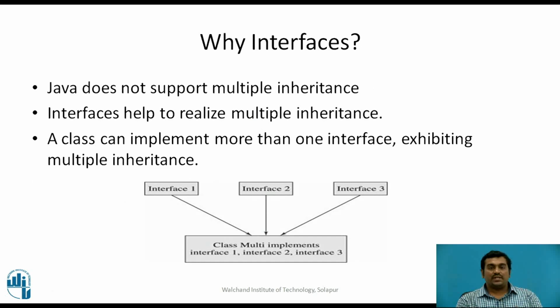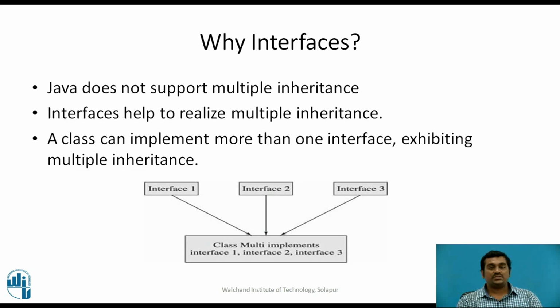Java does not support multiple inheritance of C++. You are aware that in C++ there is a concept called multiple inheritance, but Java does not support multiple inheritance. So, to replace this multiple inheritance concept in C++, Java has introduced interfaces. Interfaces help to realize multiple inheritance. A class can implement more than one interface, exhibiting multiple inheritance. As you can see in the figure, there are interface 1, 2 and 3, and class multi implements all three interfaces.